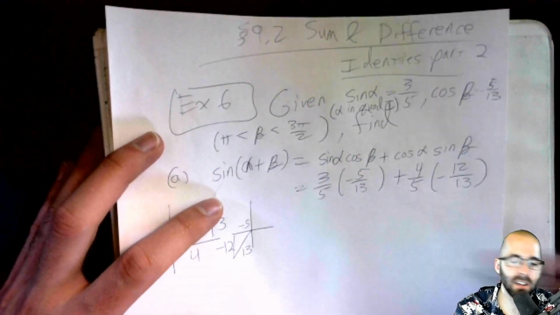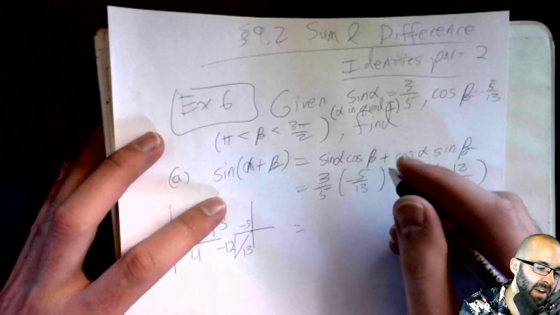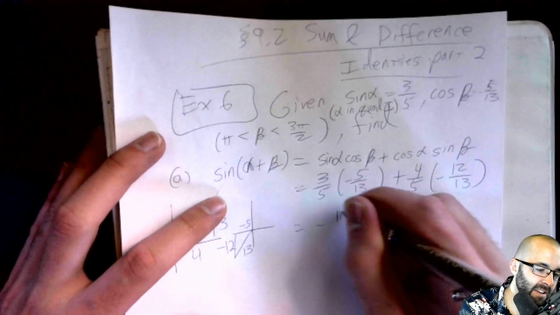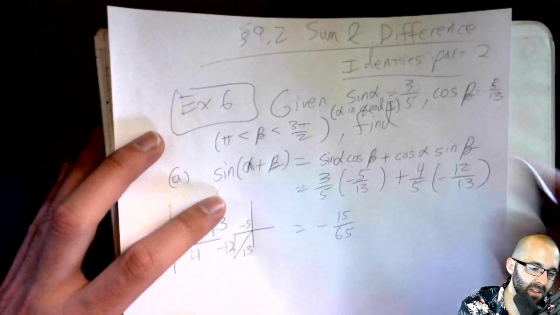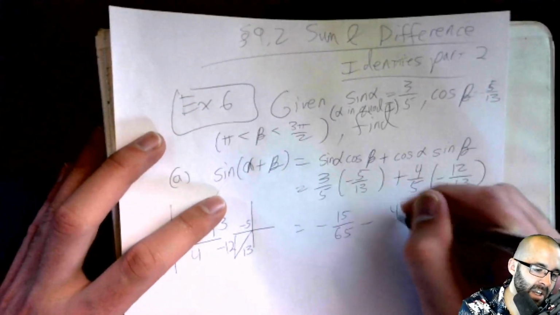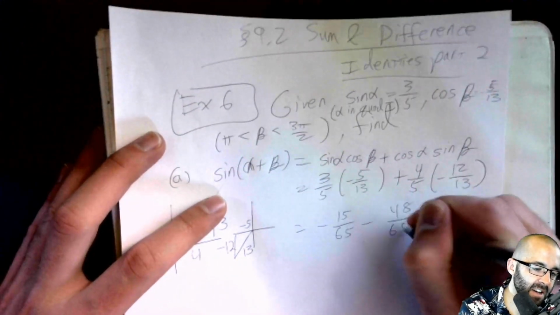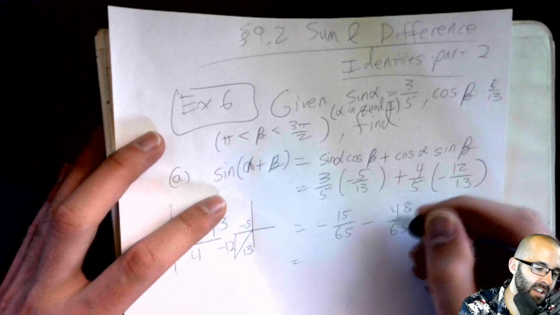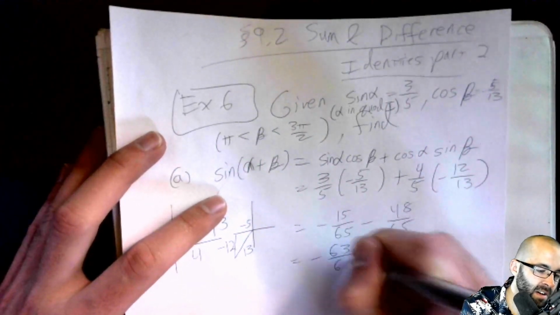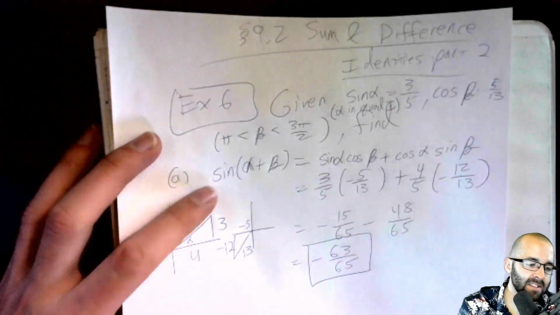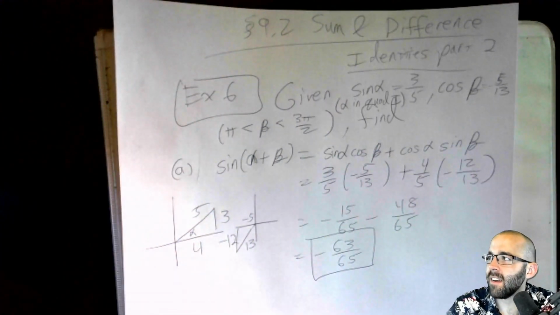Oh, this is not so bad. Now we just simplify a bit. So this becomes negative 15/65. Multiply the tops, multiply the bottoms. And this becomes 48/65. Negative 15 minus 48 is going to be negative 63/65. That's the sine of alpha plus beta.